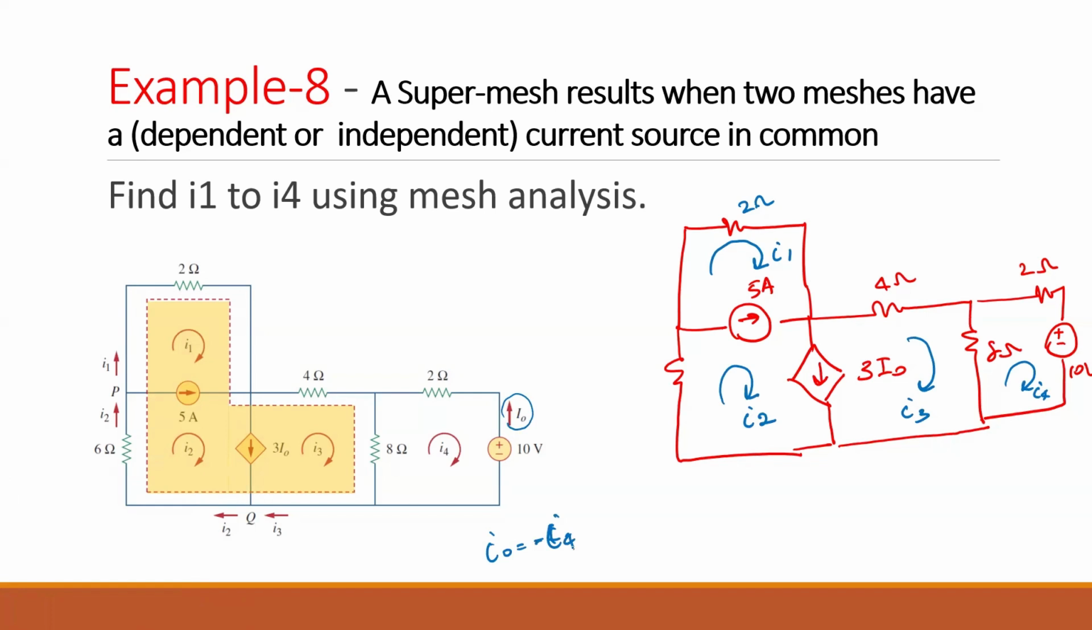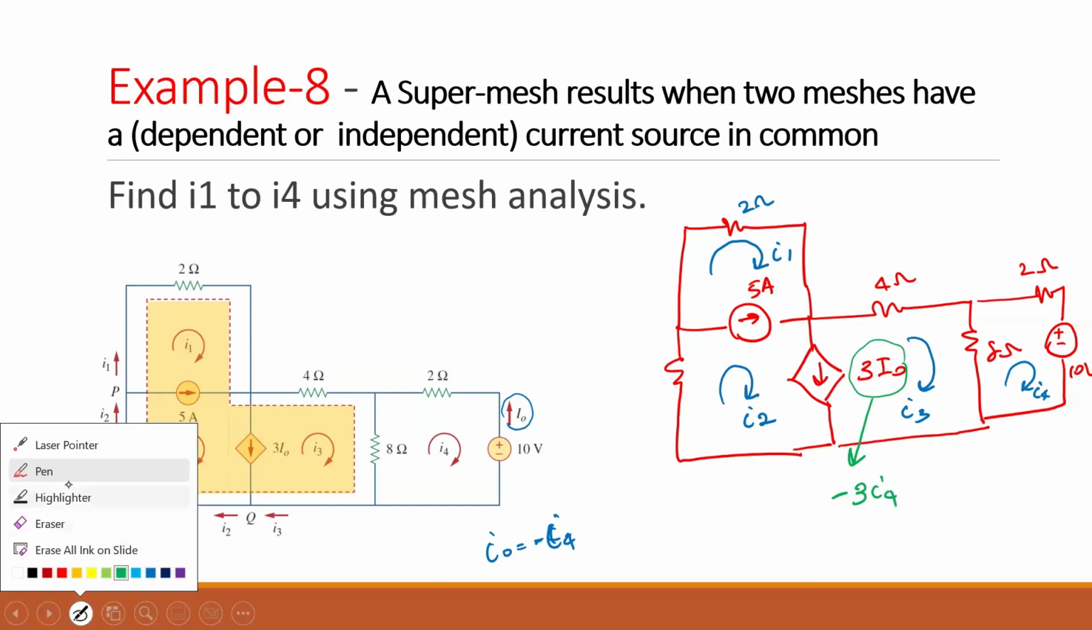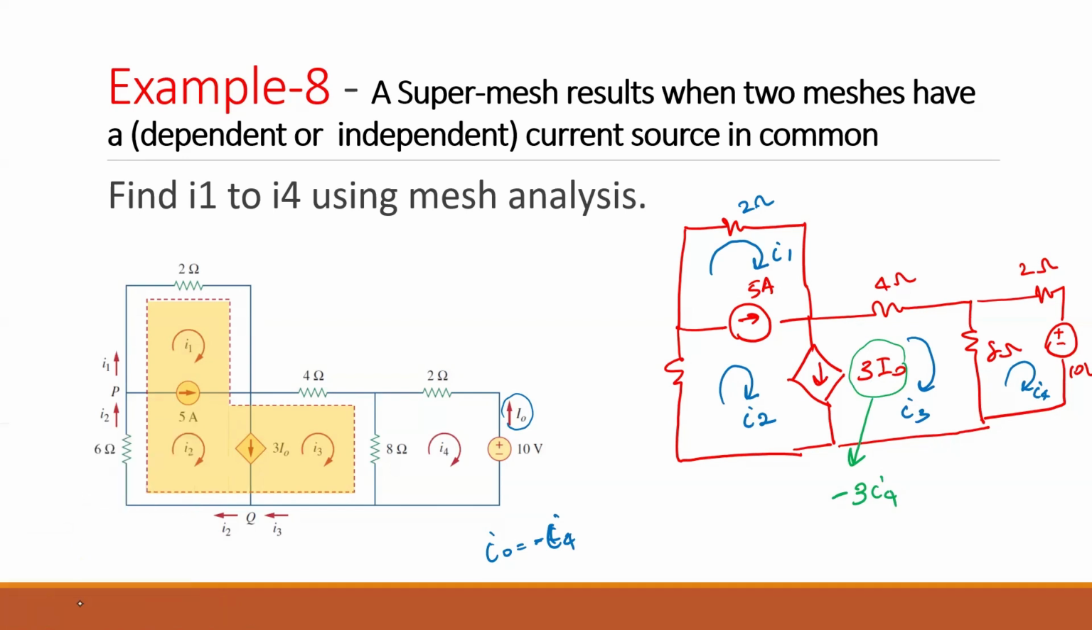Yeah, because it's going in the opposite direction. Is that right? Yes. So instead of writing 3I naught in this one, I can write it as negative 3I4. Okay, is that right? Yeah. So we need to find out whether there are super meshes. A super mesh is what? If you have a current source shared by 2 meshes. If you look at mesh 1 and 2, you can see this is shared by both meshes. Am I right? Yeah. And also, if you look at mesh 2 and 3, you can see this current source is shared by 2 and 3.